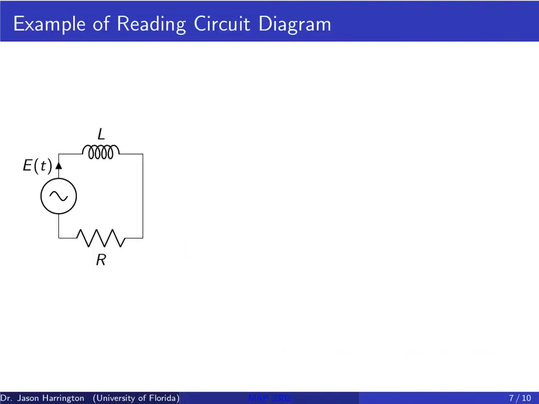So now this is an example of a circuit diagram. The way you would read this is you would say E sub L plus E sub R. If I go around, that should be exactly equal to the energy source that I have, the power source. So over here I have the power source.